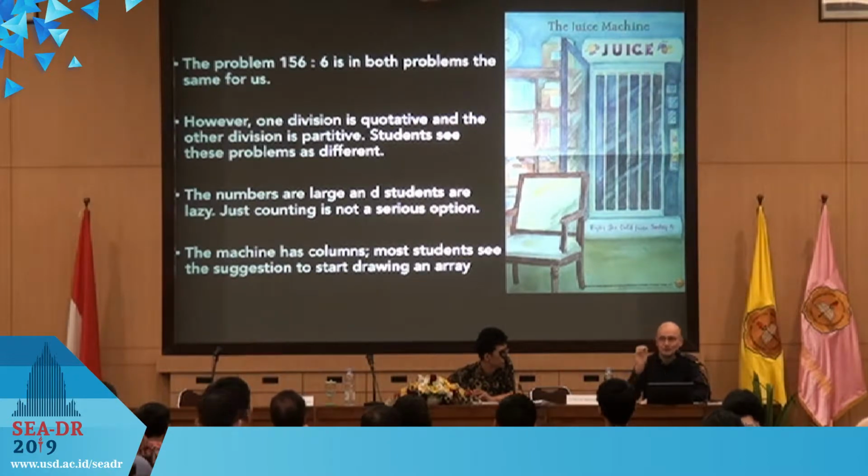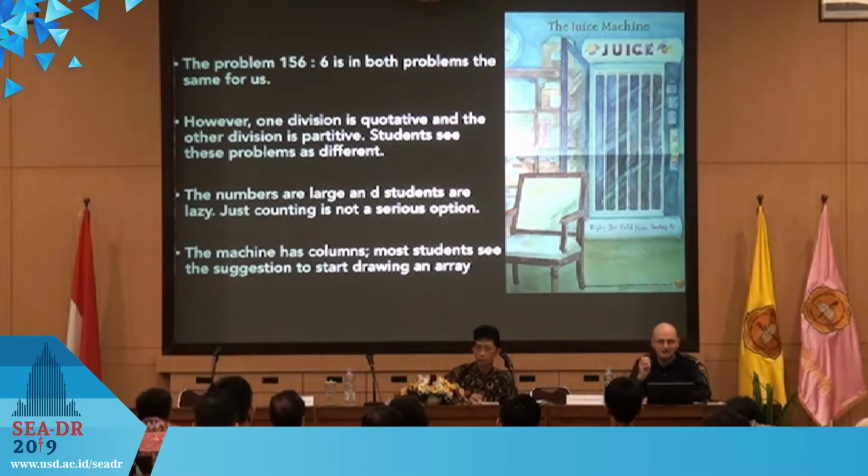On purpose, the numbers are large. Many teachers think, in a problem like this, 156 is so large. We do it on purpose. It's a form of a constraint. Because if you give them 30 divided by 6, they can just make the drawings. But we make it so large that at one point something goes wrong and children are forced to start to use different strategies. We bet on the fact that laziness forces children to mathematize.